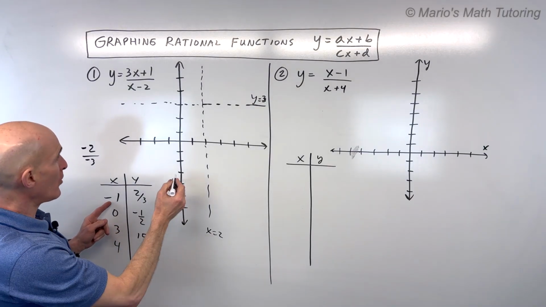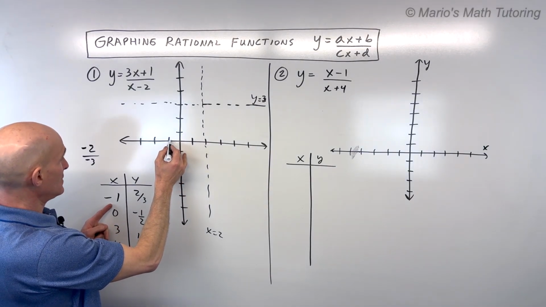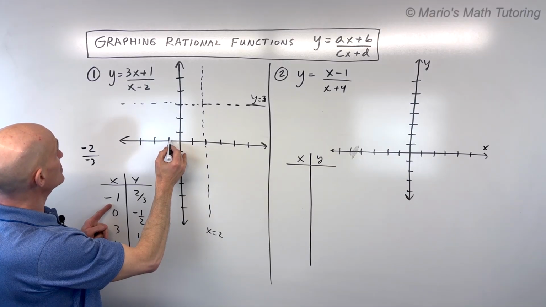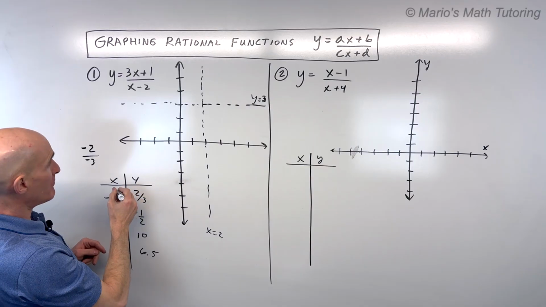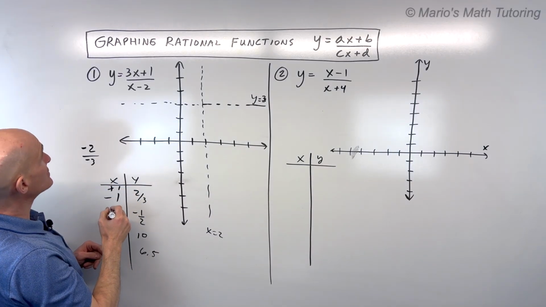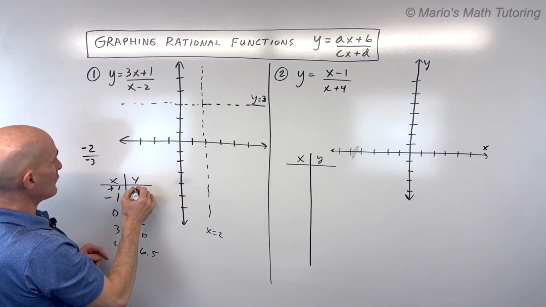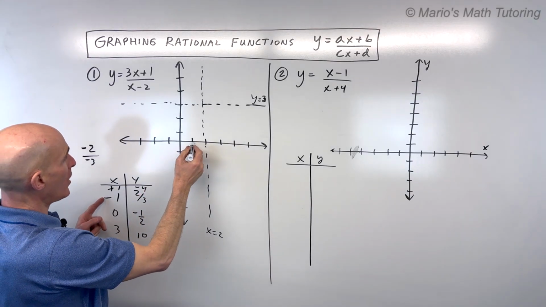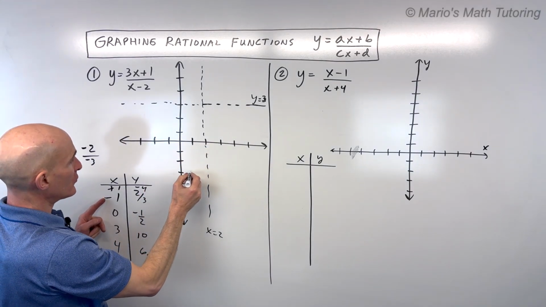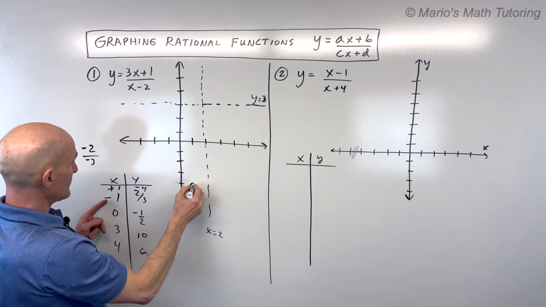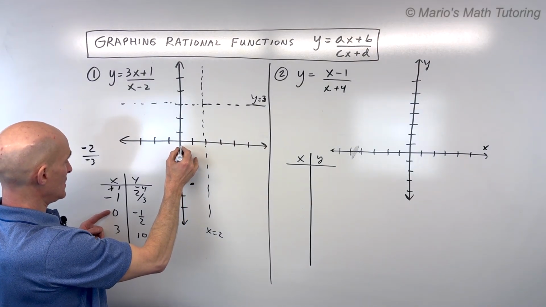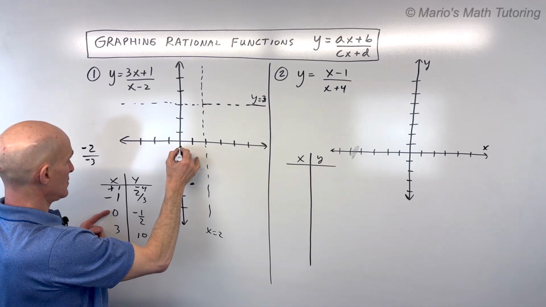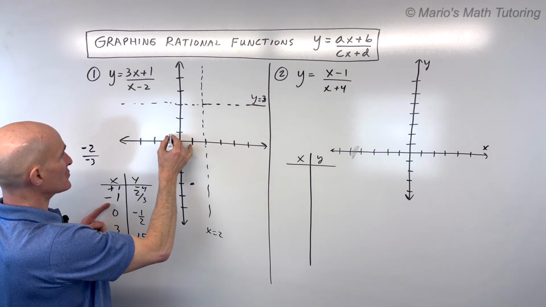Okay, so plotting these points. Oh, let's see, I put in -1, didn't I? Let me put in a +1. So +1, let's see, that would be 4 over -1, which is -4. Okay, so at 1, we're at -4. 1, 2, 3, 4 would be right about here. Let's see, 0 was -1/2, which is right about here. -1 was at 2/3, which is right about here.